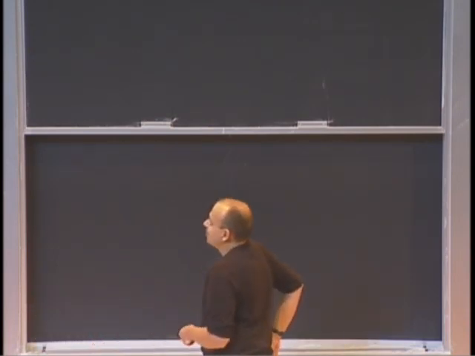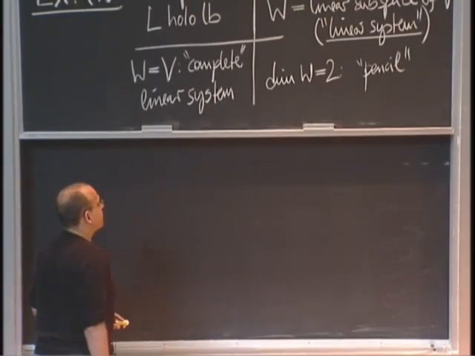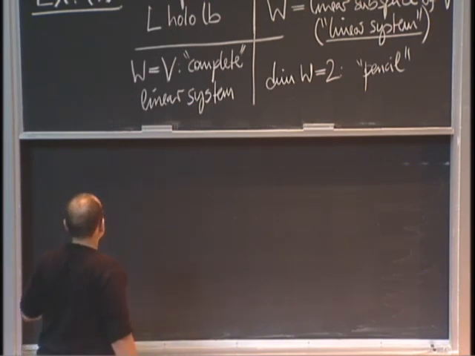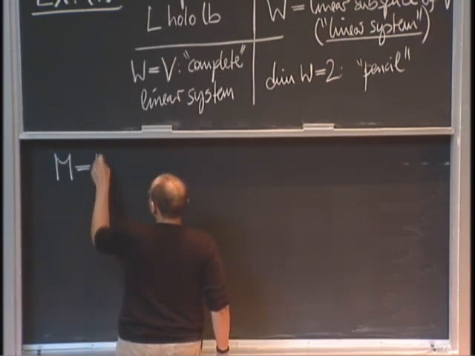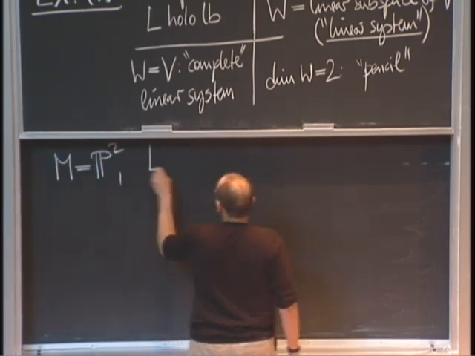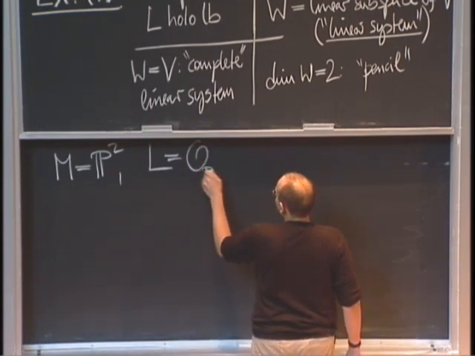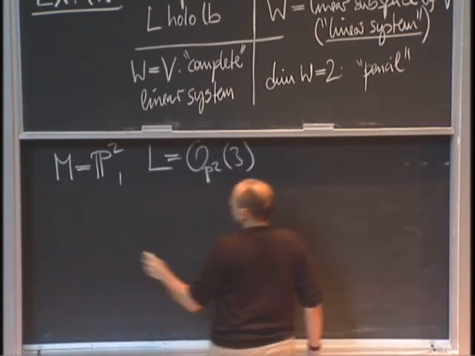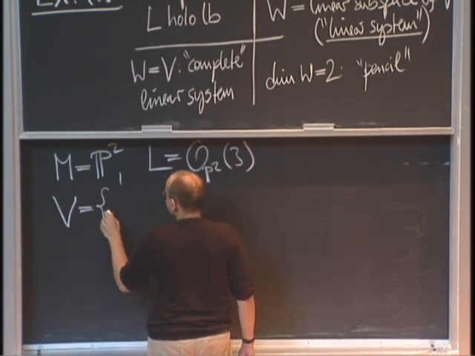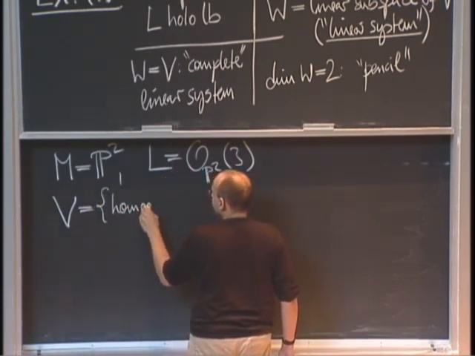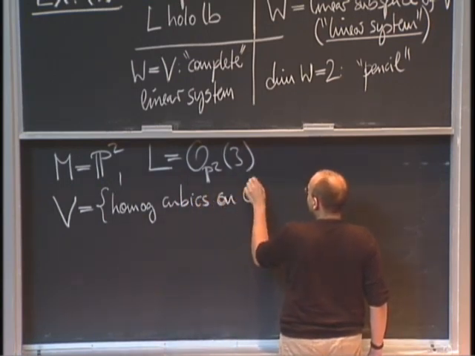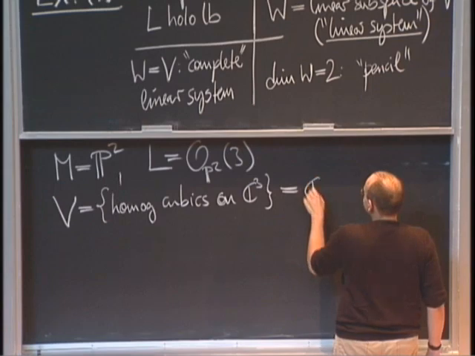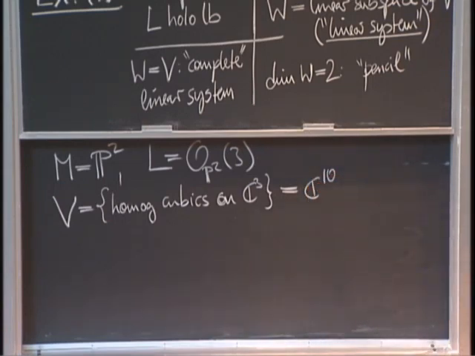So I want to give you a couple of examples of linear systems that behave completely differently. Maybe that's going to explain where this notion of linear system comes from. So I'm going to take M to be the projective plane, and L the line bundle O(3). So V is going to be the space of homogeneous cubic polynomials on C^3. That's a 10-dimensional space.